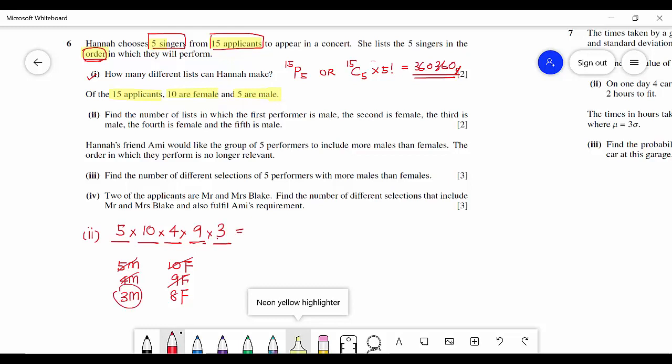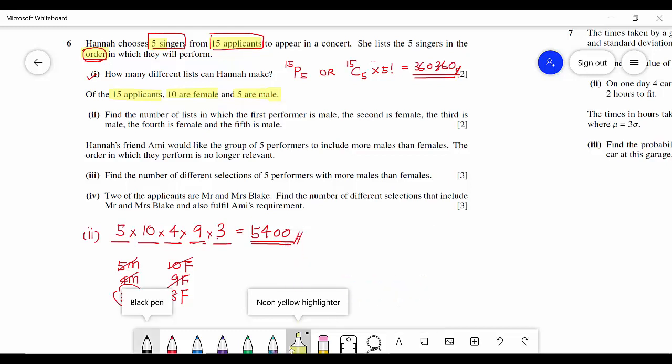So multiply all the numbers here together and you will get the different ways, the number of lists that we have. So for this one, you should get 5,400. All right, so this is what we have for the second part.